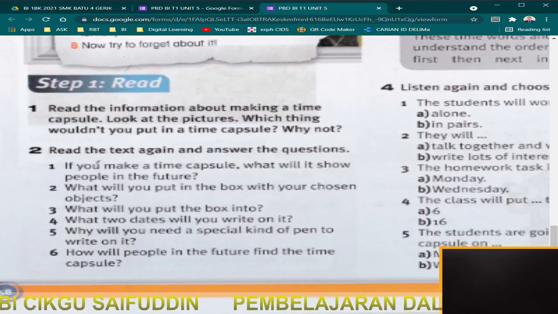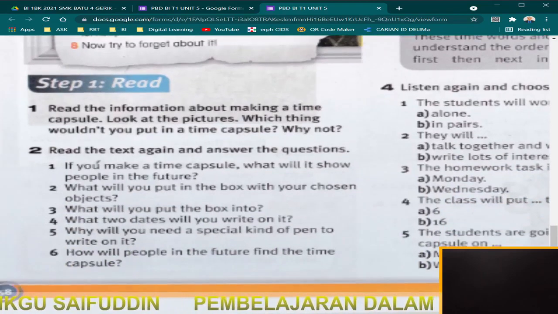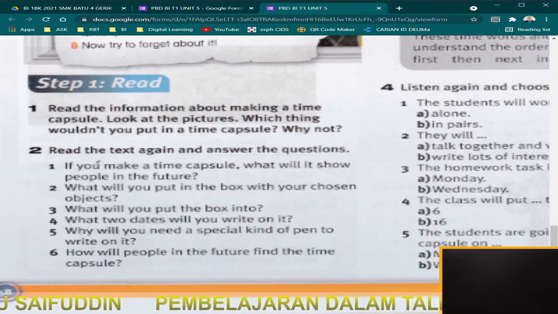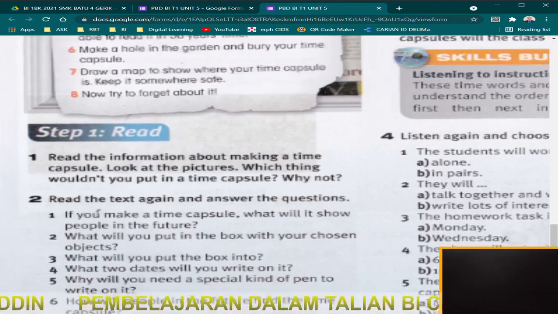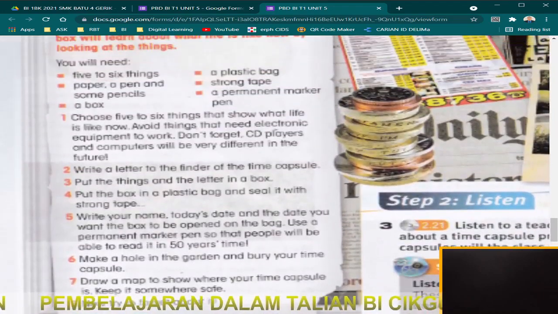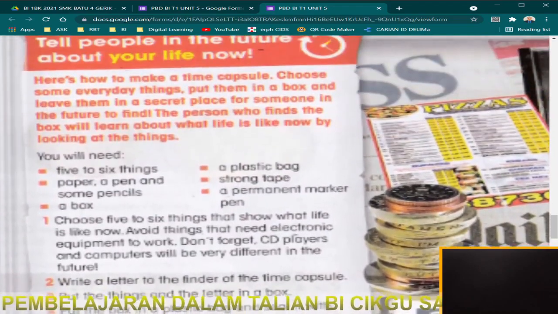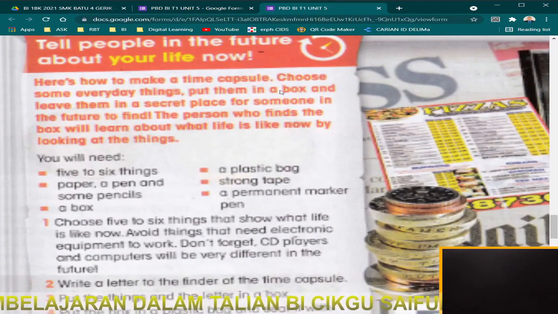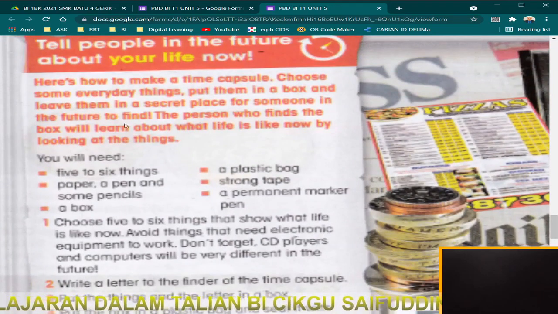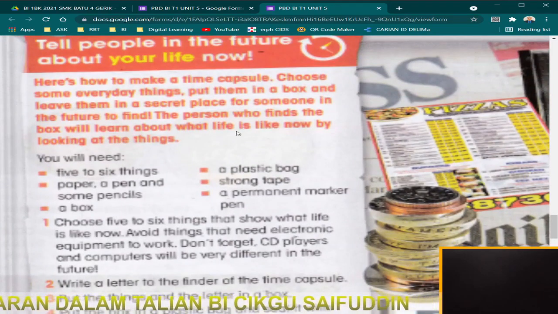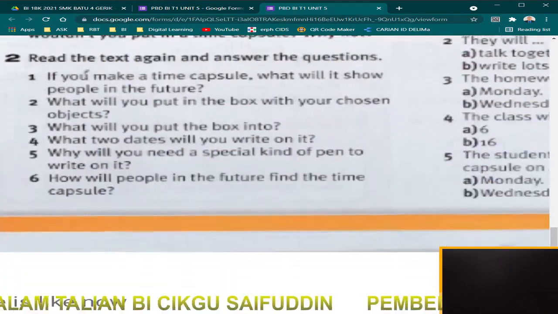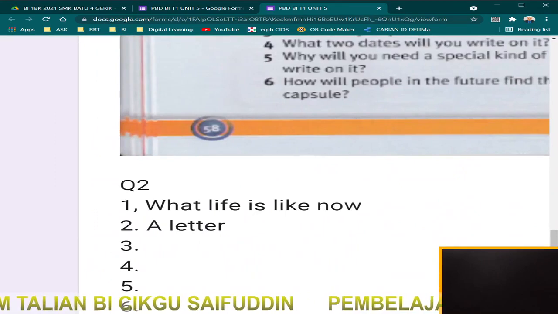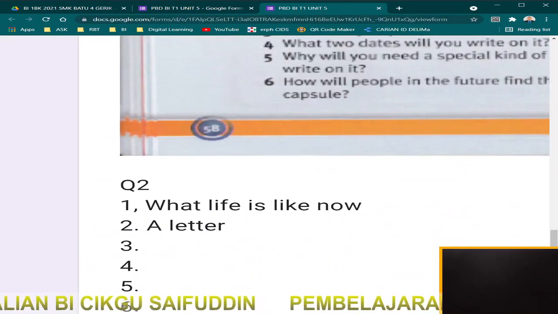Okay, so we go back to the second question. Read the text again and answer the question. If you make a time capsule, what will it show people in the future? Apa yang akan ditunjukkan pada masa hadapan? So, can look at the word here. The first paragraph, the person who finds the box will learn about what life is like now. So, you can answer the question number 1. Okay, what life is like now?